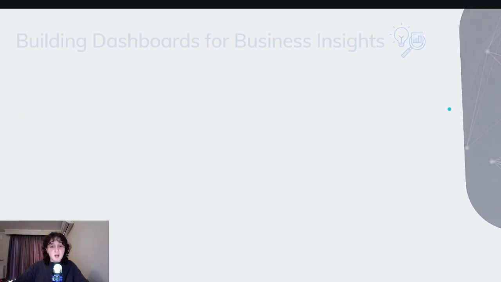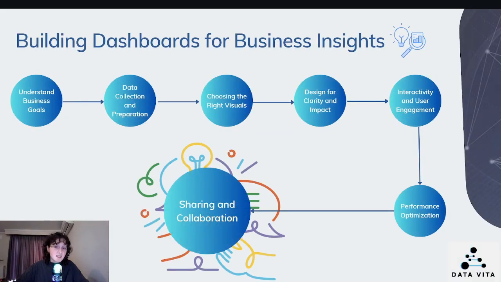When you're creating dashboards for business insights, there are several key steps to follow to ensure they are impactful, actionable, and easy to understand. Here is a breakdown of these steps.